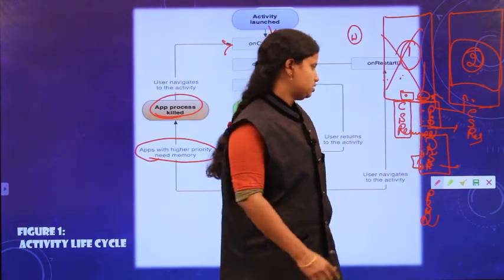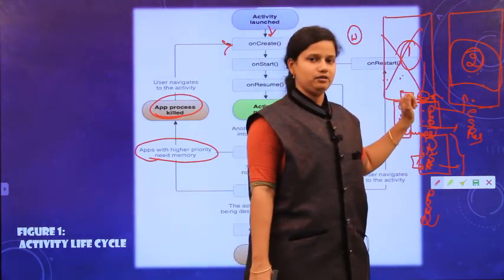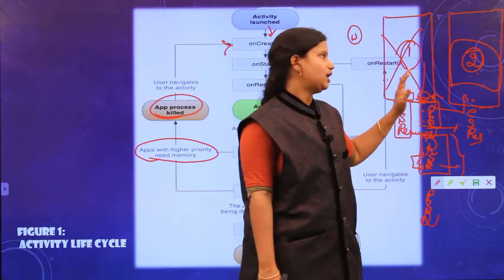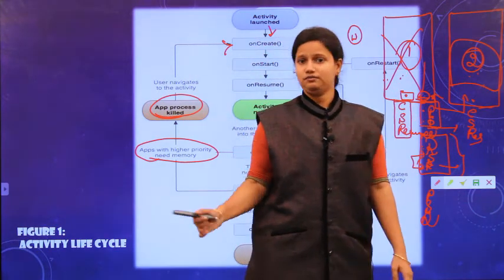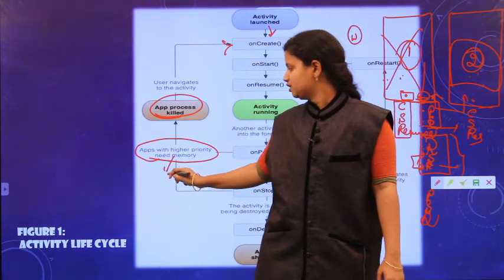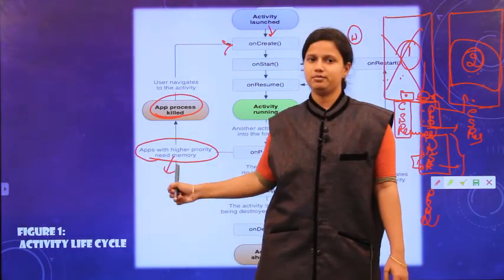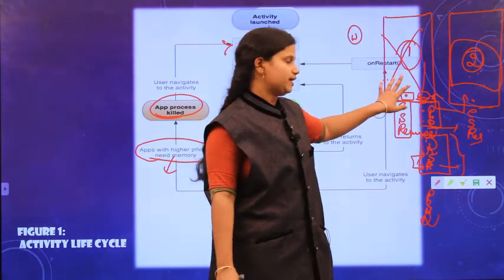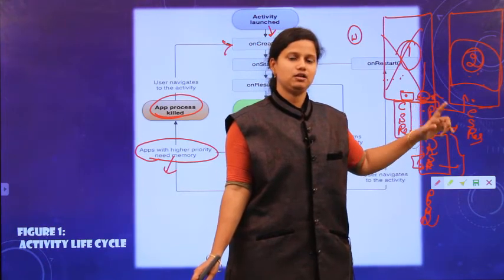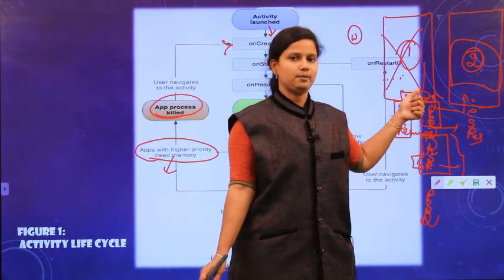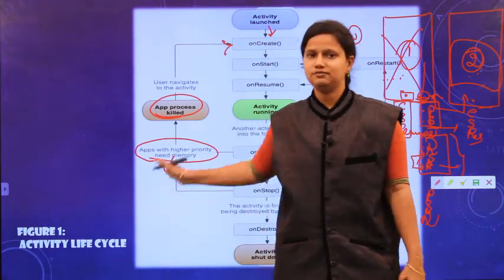But if you do not move from the second activity back to the first activity, and the system requires high priority memory, or the applications require high priority memory, at that situation your first activity will be directly closed by the system, or it will give you a warning message with a dialog window: do you want to close this application or do you want to close this activity? Okay. So this is the life cycle.